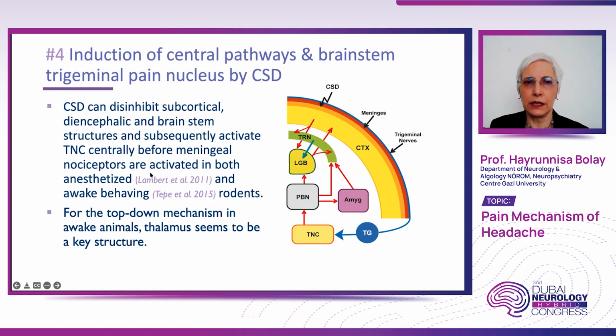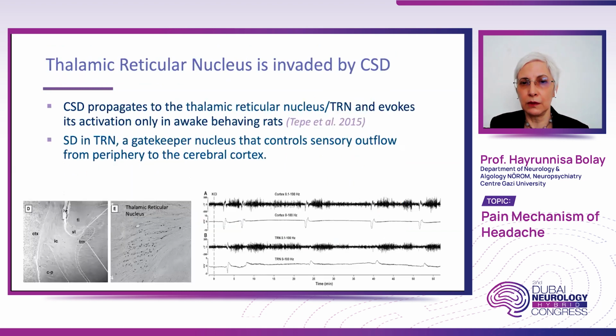Lambert showed that these nociceptors and the activation of TNC can occur before any peripheral activation of the trigeminovascular system. And this descending disinhibition could involve the thalamus, and that can be shown in both anesthetized animals or awake behaving rodents. And so there is a top-down mechanism also, particularly in awake animals. And in this matter, the involvement of the thalamus is very important.